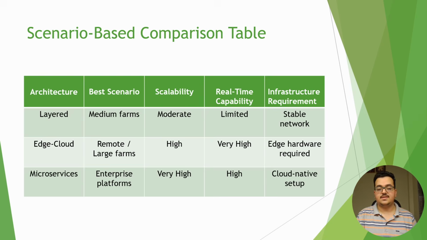Now let us summarize based on the table that we have here in this presentation. Layered architecture is best for medium farms with stable infrastructure. Edge cloud architecture is ideal for remote farms where real-time response is critical. Microservices architecture is suitable for large enterprises and agri-tech platforms requiring scalability. So the choice of architecture depends upon the farm size, the connectivity conditions, the budget, and the scalability requirements.